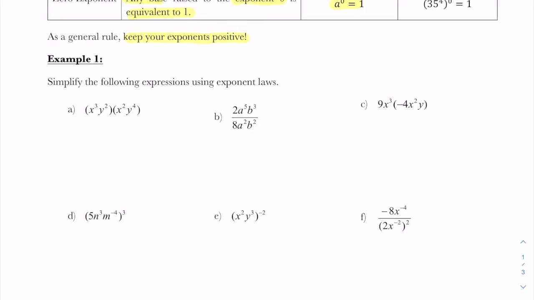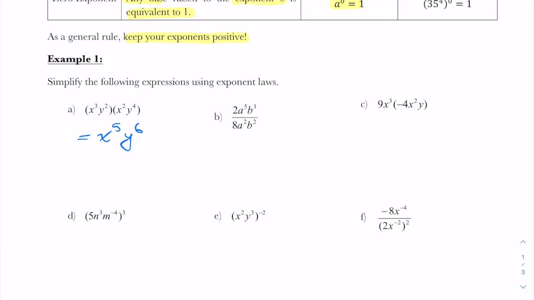Alright, let's begin. In example 1a, we're multiplying powers. So we have x cubed y squared multiplied by x squared y to the 4th. Using our multiplication rule, as long as the bases are the same, we keep the base and add the exponents. So we do this for the x, and we also have to do it for the y. And that's going to be your simplified final answer.